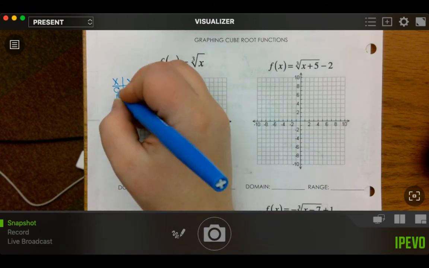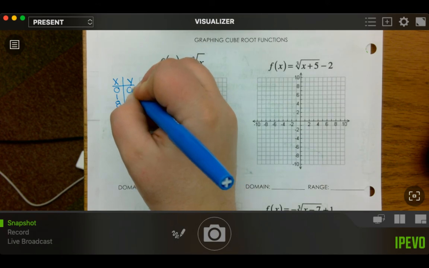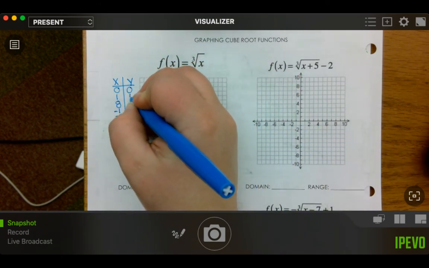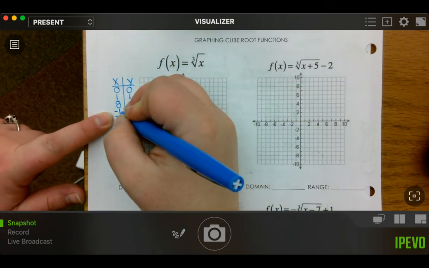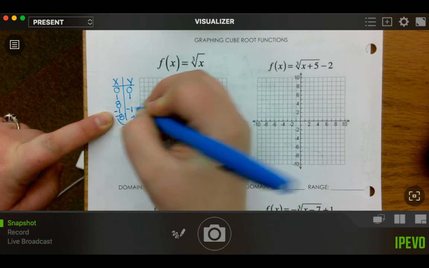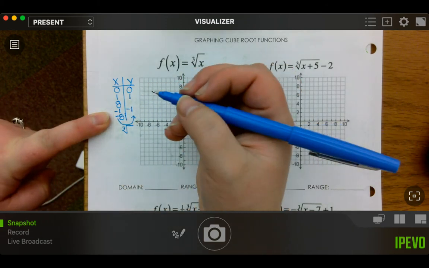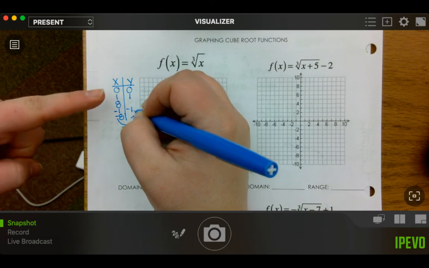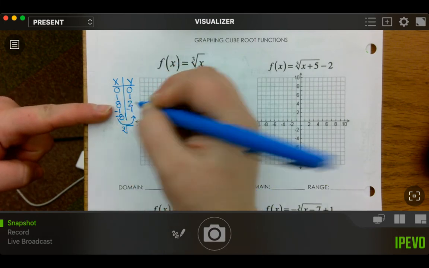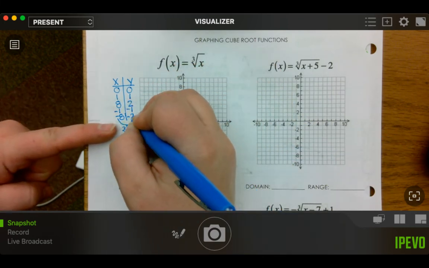So I have 0, the cube root of 0 is 0. And then the cube root of 1 is 1. And I'm going to skip down here. The cube root of -1 is -1. So if there's a negative, when you do the cube root, it just stays negative. The cube root of 8 is 2. So the cube root of -8 is -2.